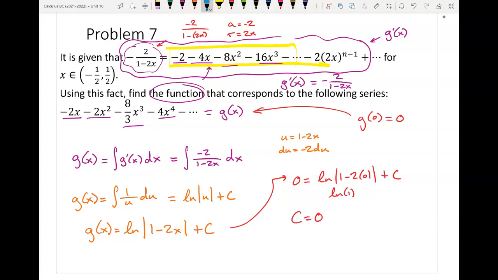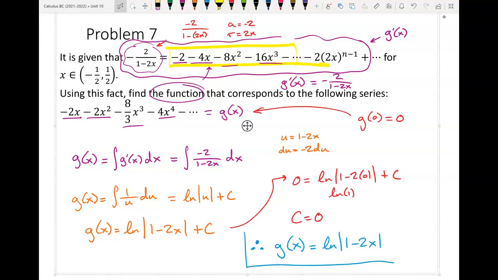So we can go ahead and conclude, therefore, our function g of x is the natural log of 1 minus 2x. And there we go.